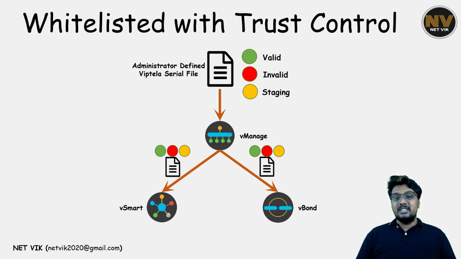These serial number files are generated in the PNP portal and uploaded onto the vManage, and then the vManage will distribute this serial file list to all other controllers in the network. The serial numbers can be kept in different states. First is valid. When listed as valid, the router will be allowed to form a control connection with the controllers, followed by which they will start participating in the data forwarding.